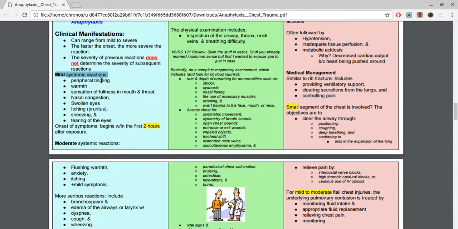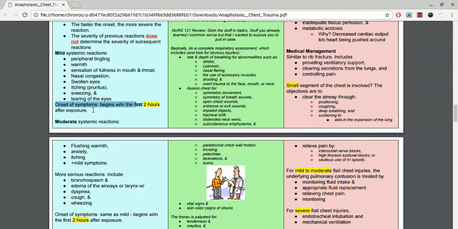Now, let's go into the clinical manifestations for mild reactions. They could have peripheral tingling, warmth, a sensation of fullness in the mouth and throat, and that's due to the swelling that's starting up right there. Nasal congestion, swollen eyes, itching, which is also known as pruritus, sneezing, and tearing of the eyes. For mild reactions, the symptoms begin within the first 2 hours after exposure.